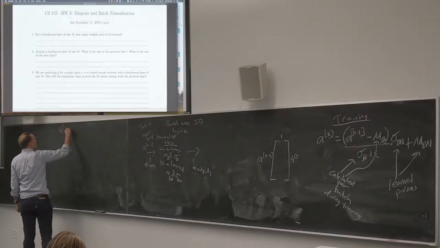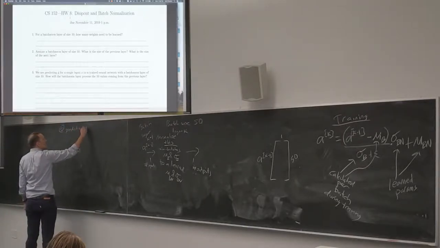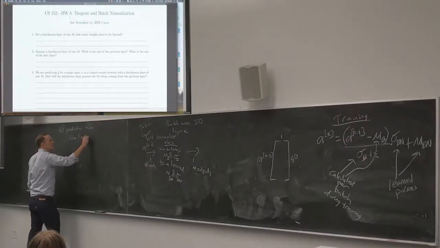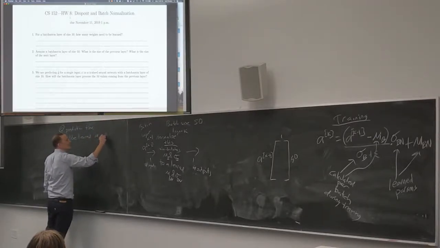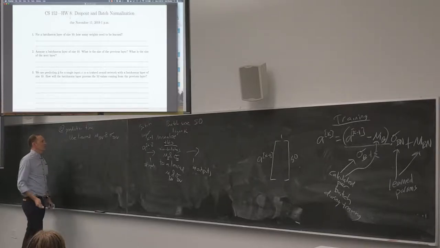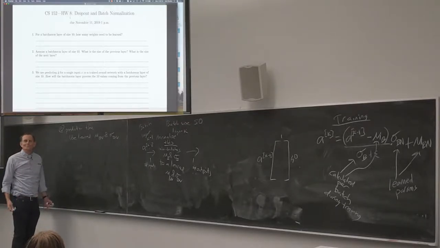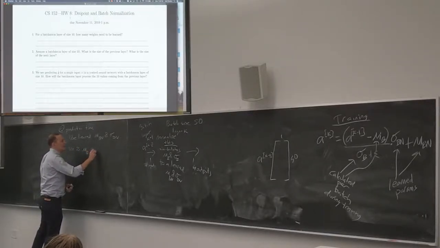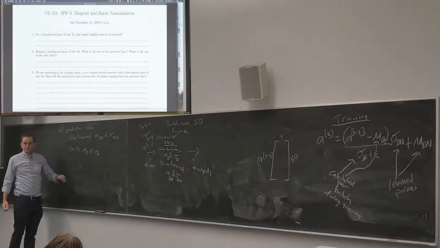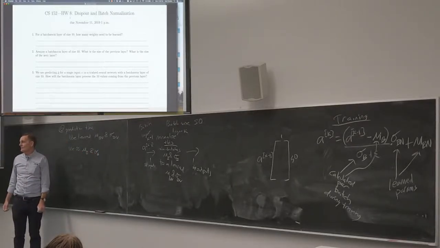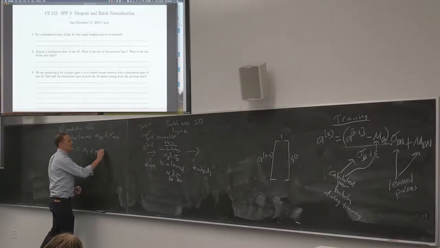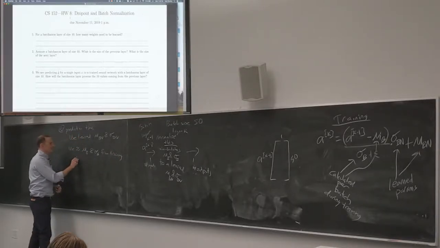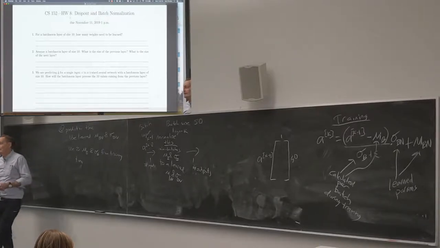So at prediction time, use the learned BN mean and standard deviation, and use the approximate calculated means and standard deviations from training time. What does that even mean? Well, just use the ones we had.